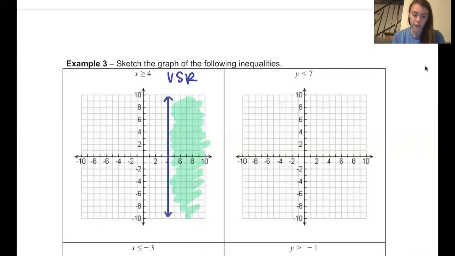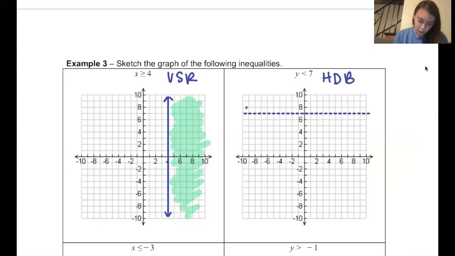Okay, this next one is y less than 7. So this is a horizontal line because it's a y. It's going to be a dotted line because it's just less than, not less than or equal to. And then we're going to plot this one below because all of the values less than 7 are below it. So I'm going to switch this to a dotted line. So you're going to draw a dotted line at 7. Luckily, Notability kind of does that for me.